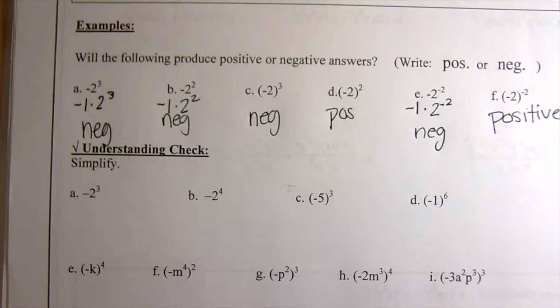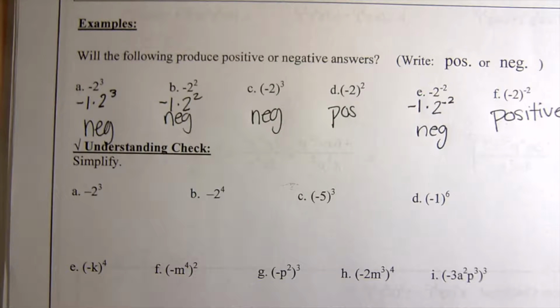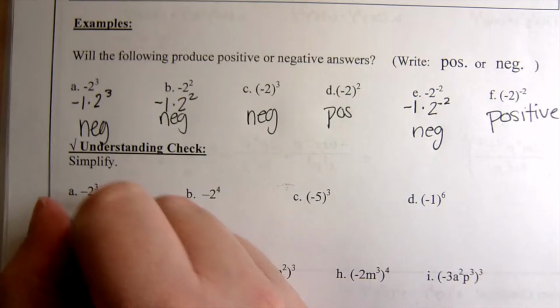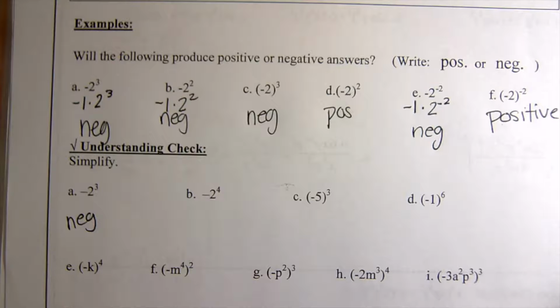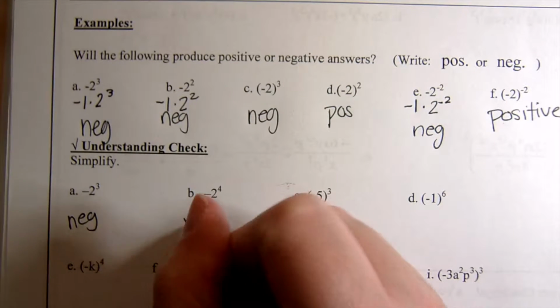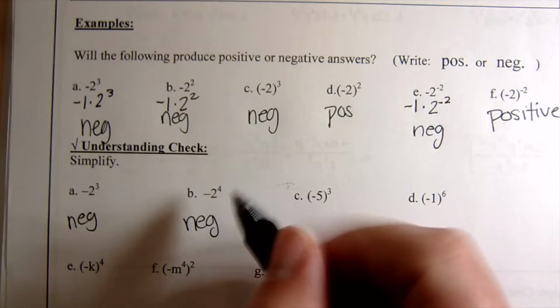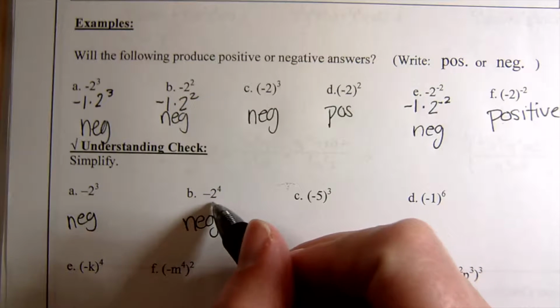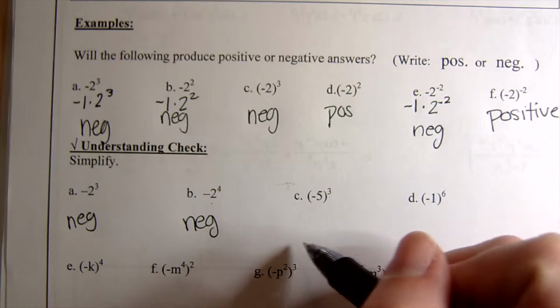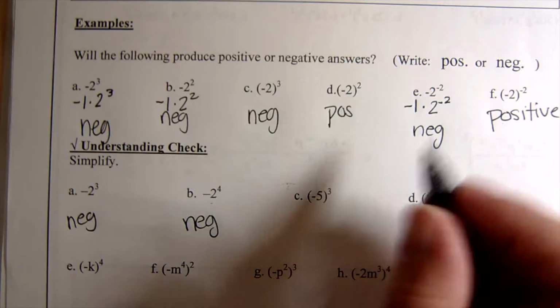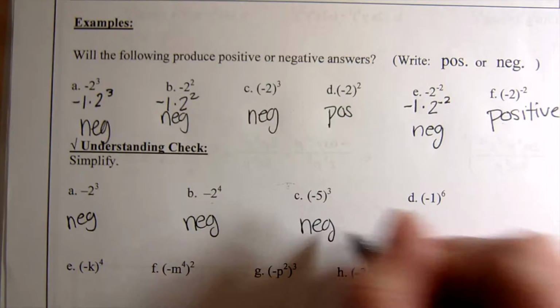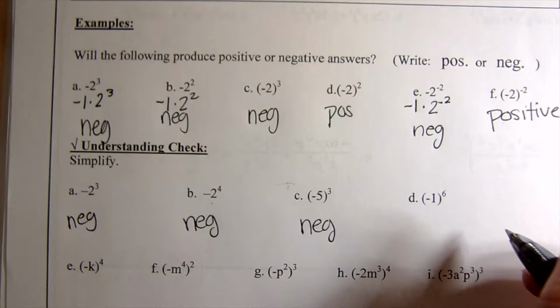All right, so negative 2 with no parentheses cubed. Negative. Negative 2 with no parentheses to the fourth power. Negative. It does not matter what exponent it has if it does not have parentheses. What about negative 5 cubed? Negative. Negative 1 to the sixth power. Positive.